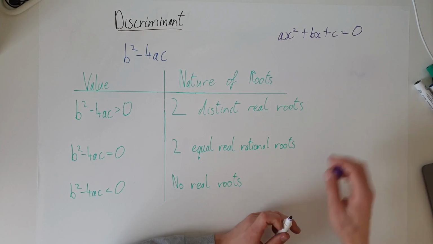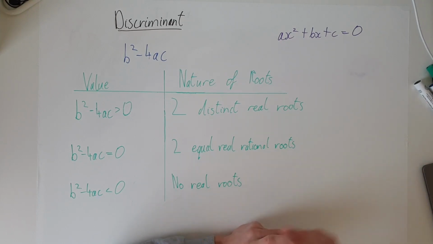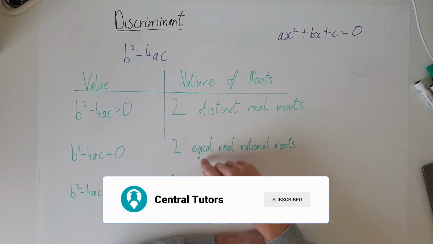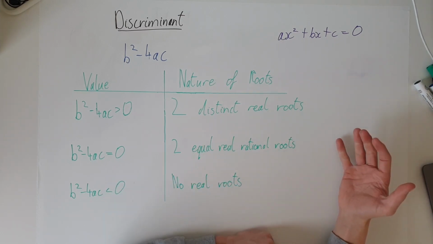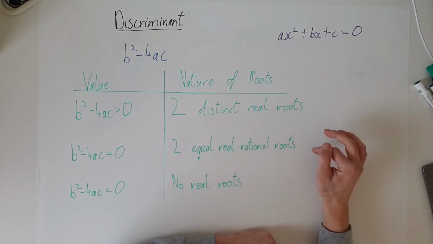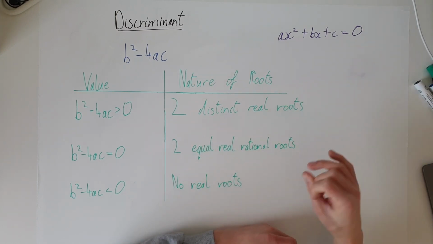And then finally, when it's equal to 0, we have 2 equal real rational roots, and because the roots are equal, really it only crosses the x-axis at one point because the two roots are the same, but we still write this statement. And these aren't in your formula sheet or anything like that.